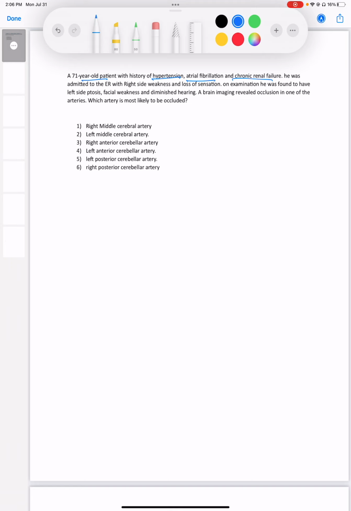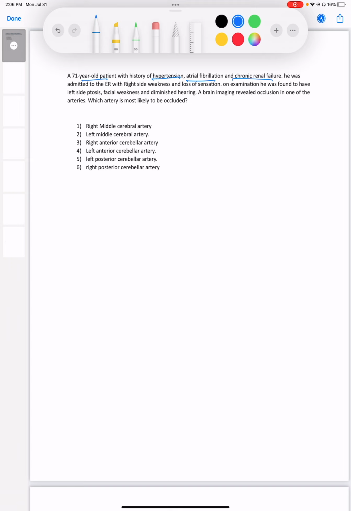So we have six choices: right middle cerebral artery, left middle cerebral artery, right anterior cerebellar artery, left anterior cerebellar artery, left posterior cerebellar artery, right posterior cerebellar artery. So that's a brainstem stroke or brainstem lesion. So we have to review the brainstem, the blood supply, the anatomy, and cranial nerves. Okay, so let's just start.